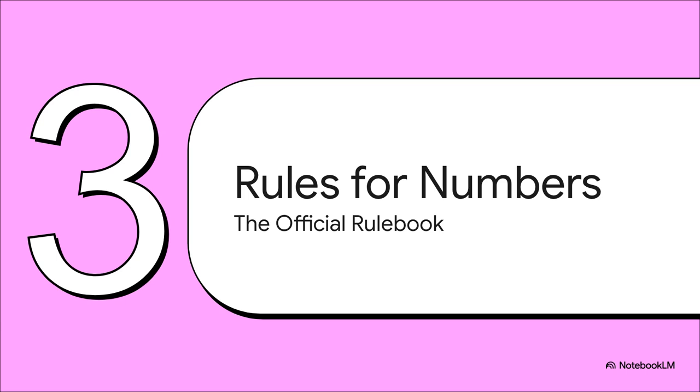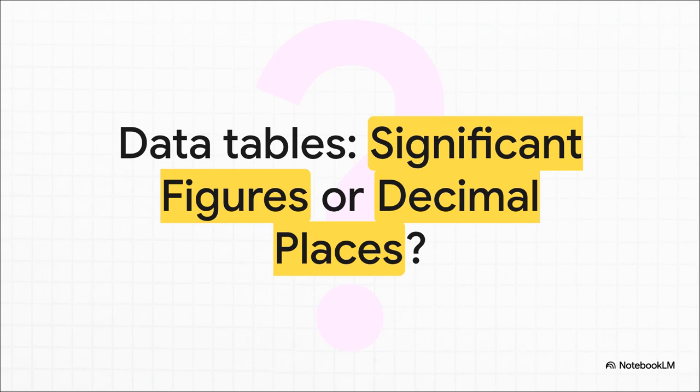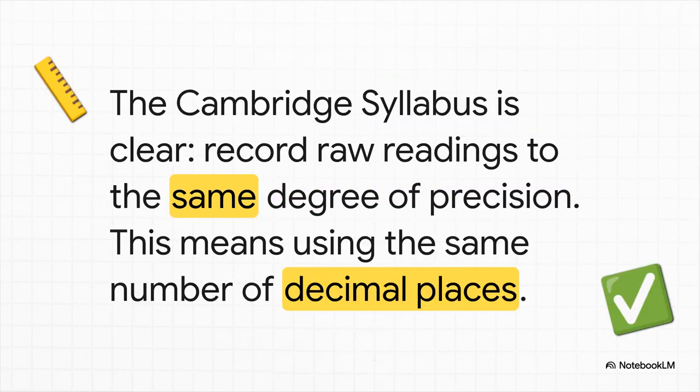This is where we get to directly answer those questions that cause so much stress and clear up all that conflicting advice once and for all. So this is it, the big one. When you're filling out your raw data tables in paper 3 or 5, what's the rule? Is it consistent significant figures, or is it consistent decimal places? And here it is, the definitive answer, and this comes straight from the Cambridge syllabus, so you can trust it.